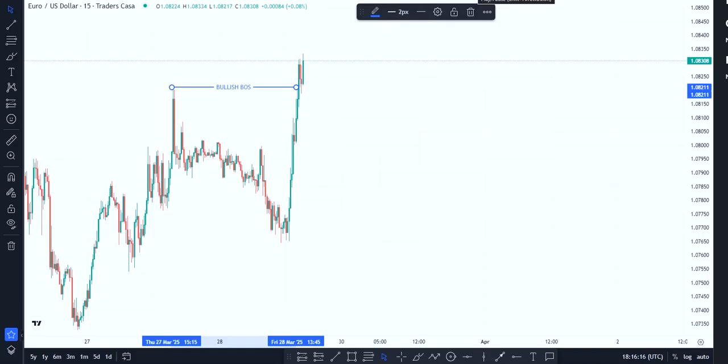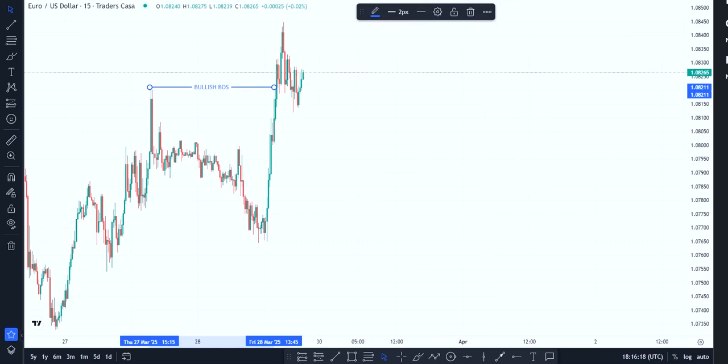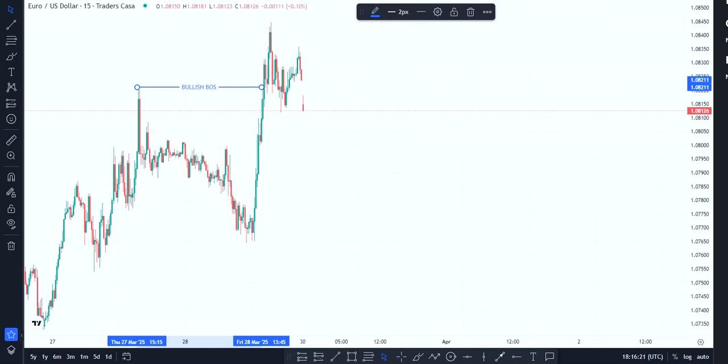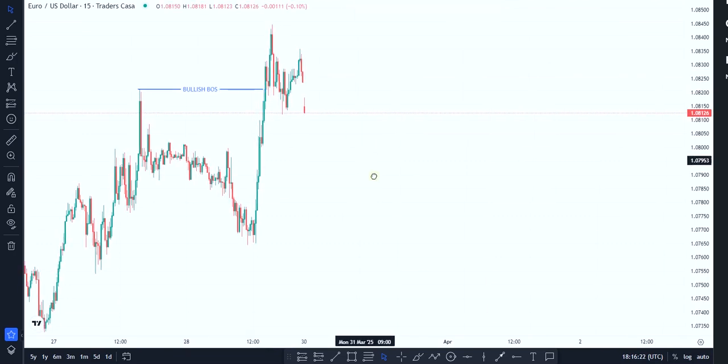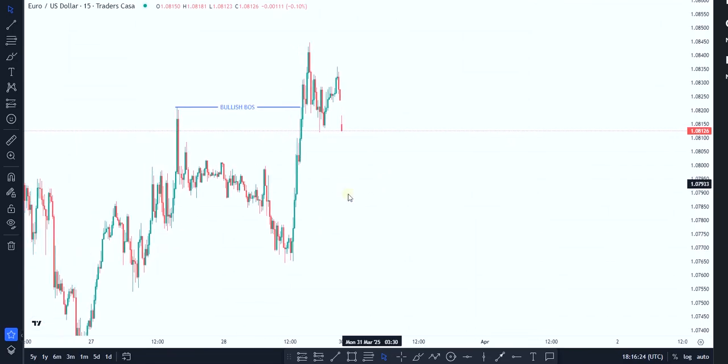Let's see if we are going to have a small pullback. As you can see right here, we have a low and we have a high. Remember, the first thing you are going to identify is the trend. As soon as the price breaks this recent high, I already know we are in an uptrend.